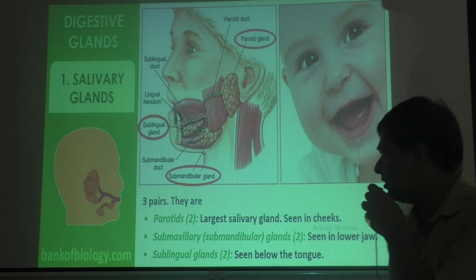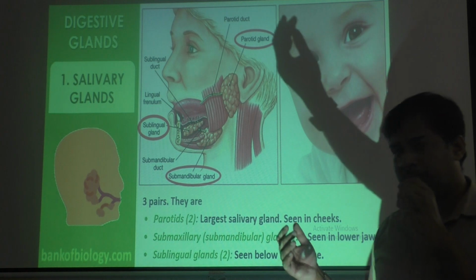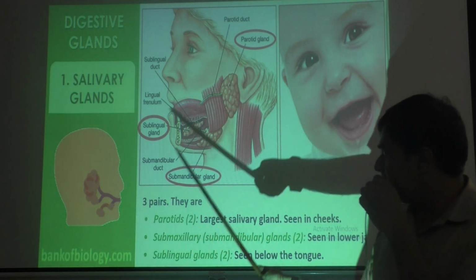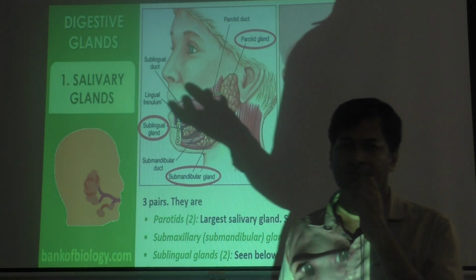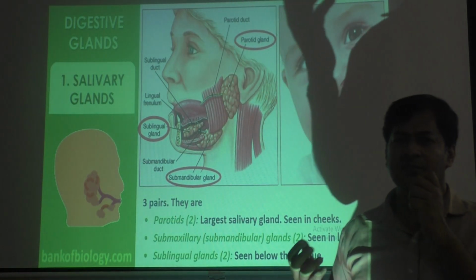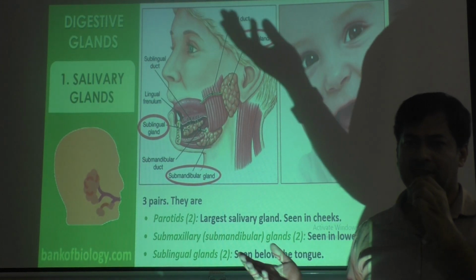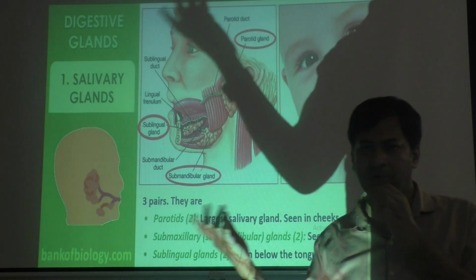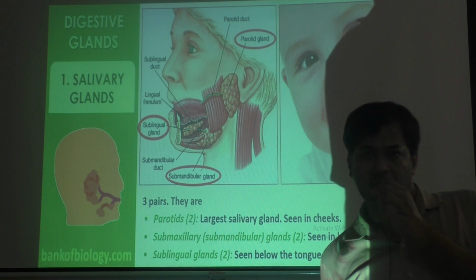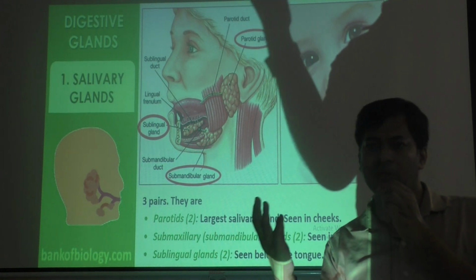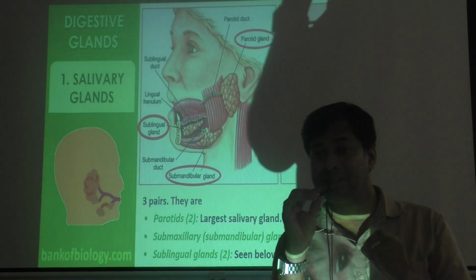All these 3 pairs, that is parotid, submaxillary or submandibular, then sublingual glands, all these 3 together make the salivary gland. You know what they secrete? They secrete saliva. And saliva is required for the first step of digestion, where starch present in the food will be digested. Starch is converted to simple sugar. Whatever food we eat contains starch. That starch will be converted to simple sugars like maltose, because of the enzyme present in the saliva.